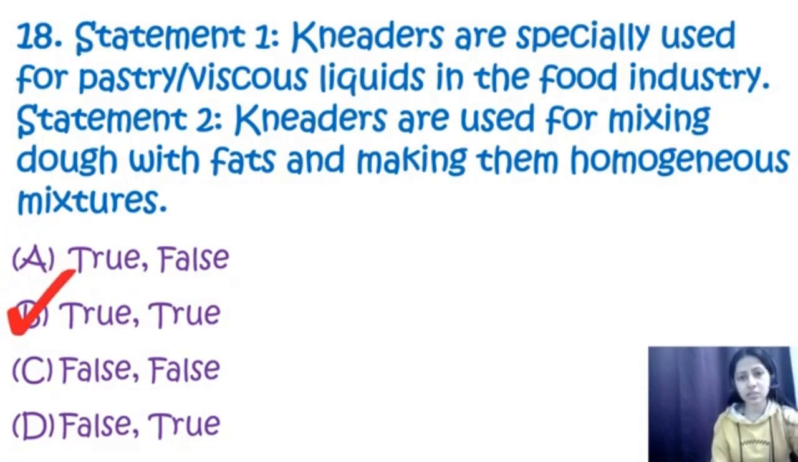So actually kneaders, they are a type of mixer that can be used in the food industries for mixing doughs, pastries, or other viscous materials. So this statement 1 is correct. And these kneaders are designed to mix doughs with fats and make them homogeneous mixtures, since they are particularly useful for mixing of the doughs and they are difficult to mix with other types of mixers. So the other statement, that is statement number 2, is also correct. So number B, that is true true.